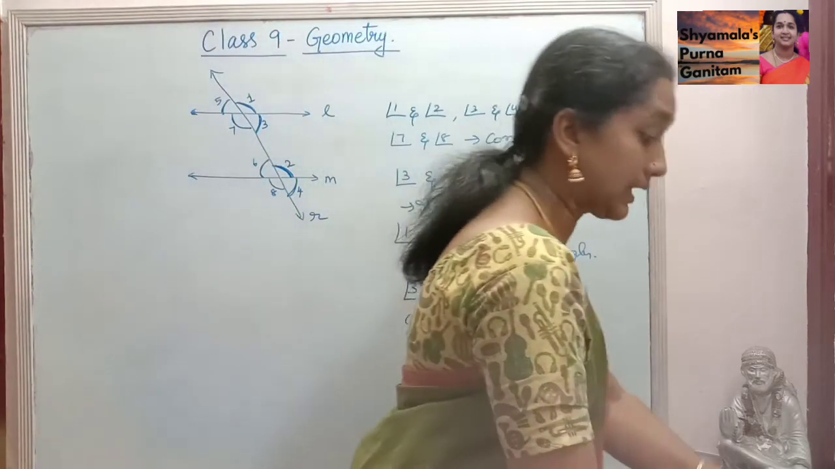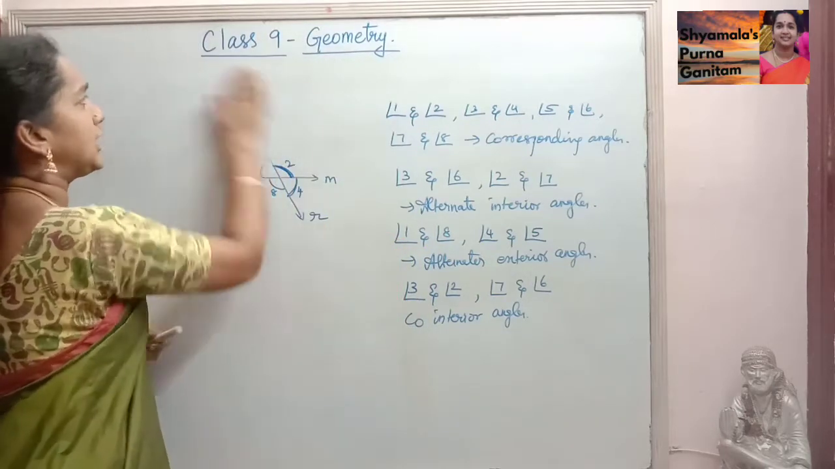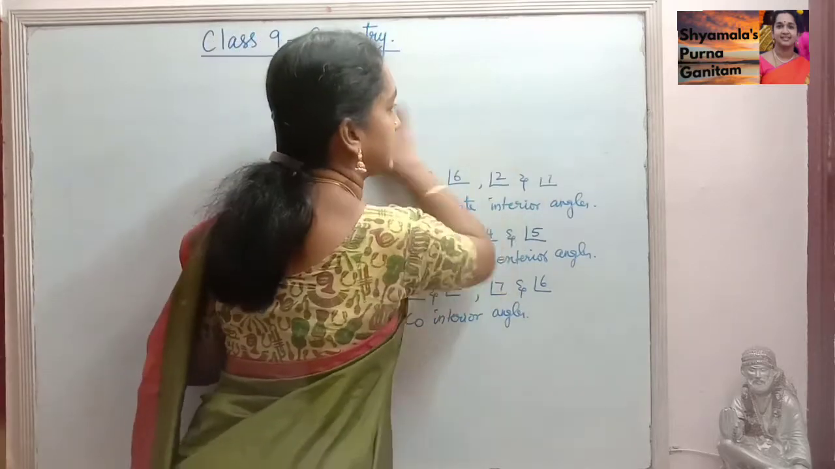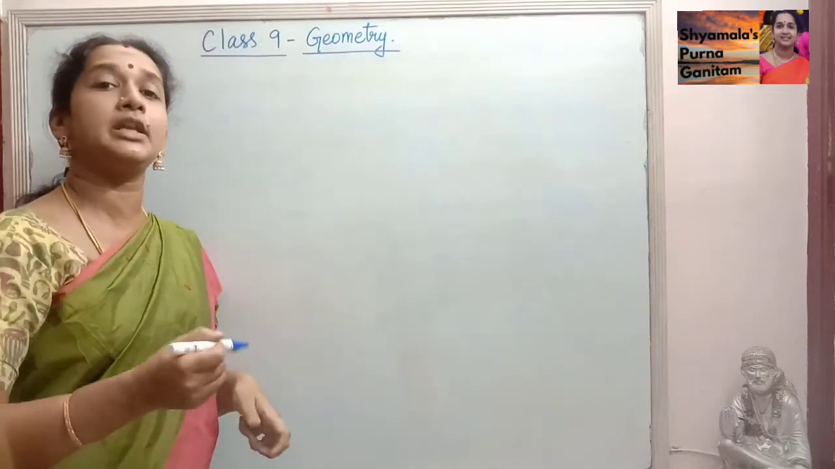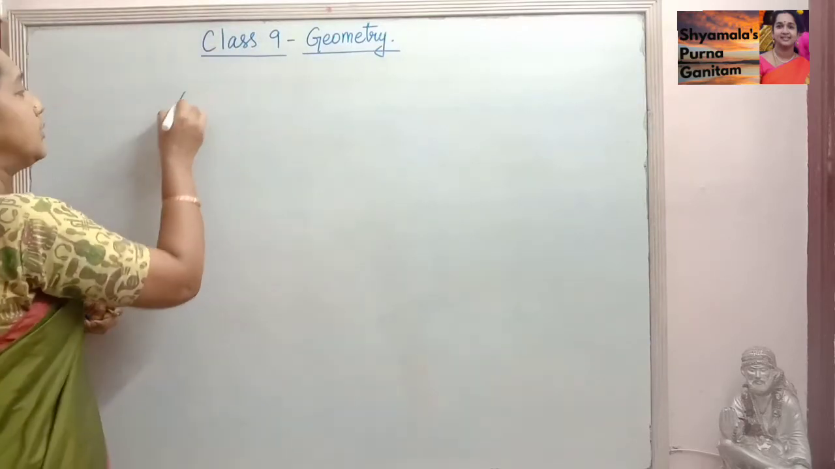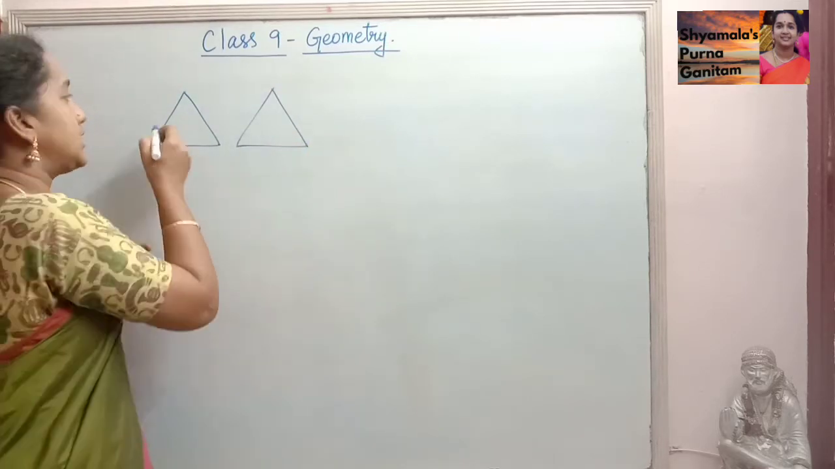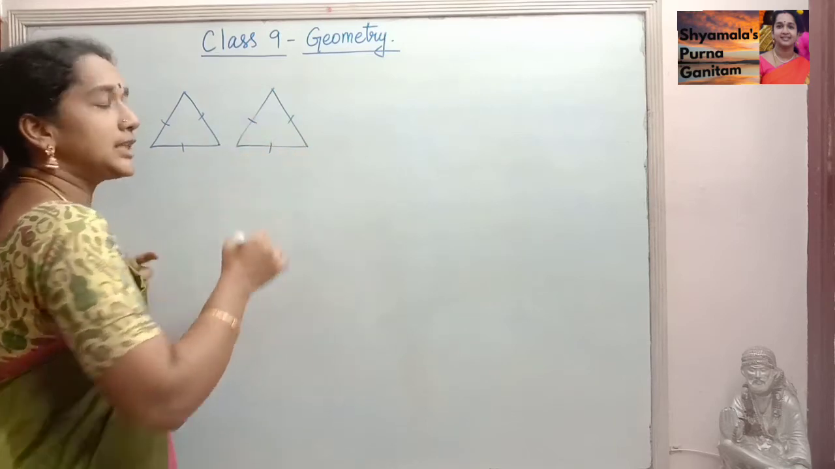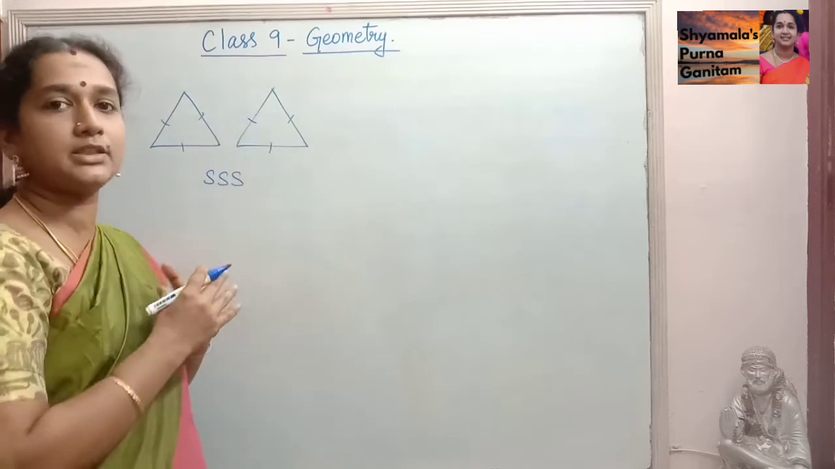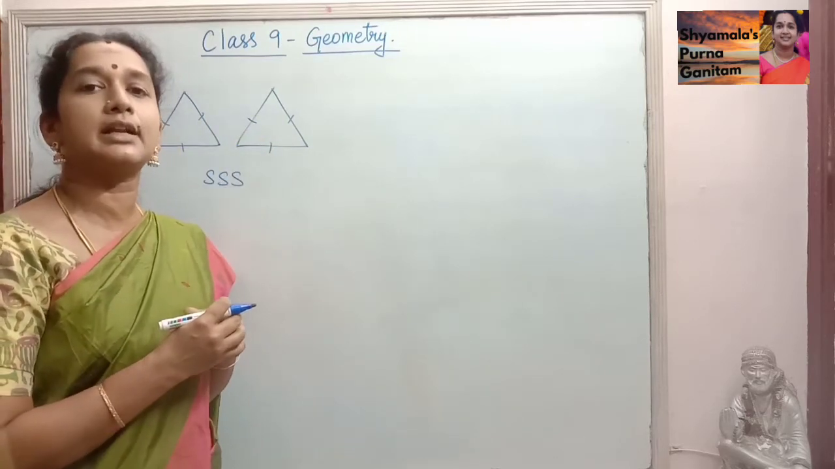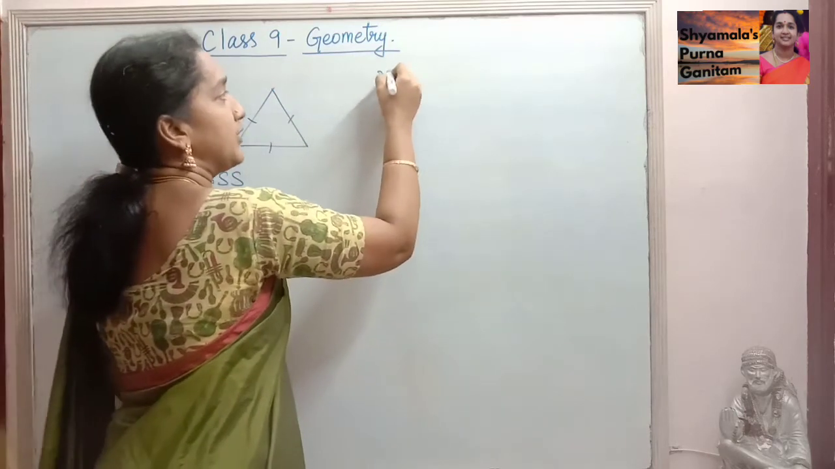Then comes triangles. Different types of triangles we have. In that congruency we have. So all these things already you have learnt in your lower classes. Just a recap only. So when we compare any two triangles, if all the sides of the triangle are equal, we will say that as SSS congruency. So this is the first type when we compare two triangles.